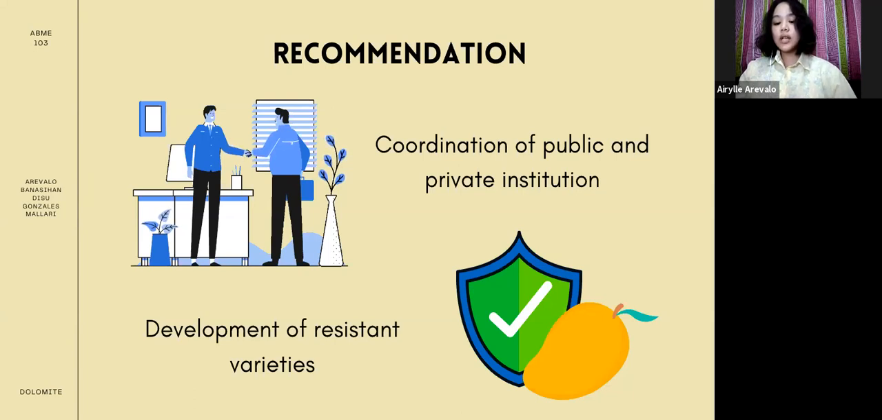Excessive usage of chemicals is one of the major problems in the mango industry. The development of resistant varieties of mangoes would help the farmers to lessen the use of chemicals. This could be done by the DOST. Next.